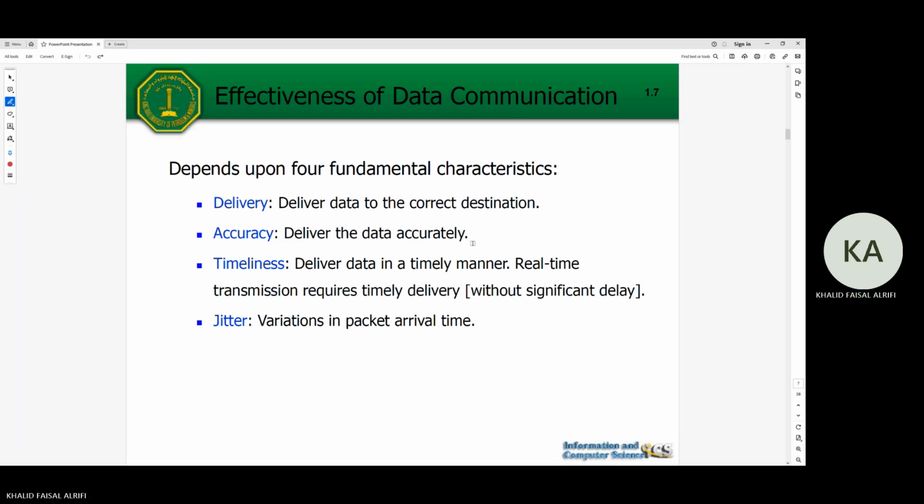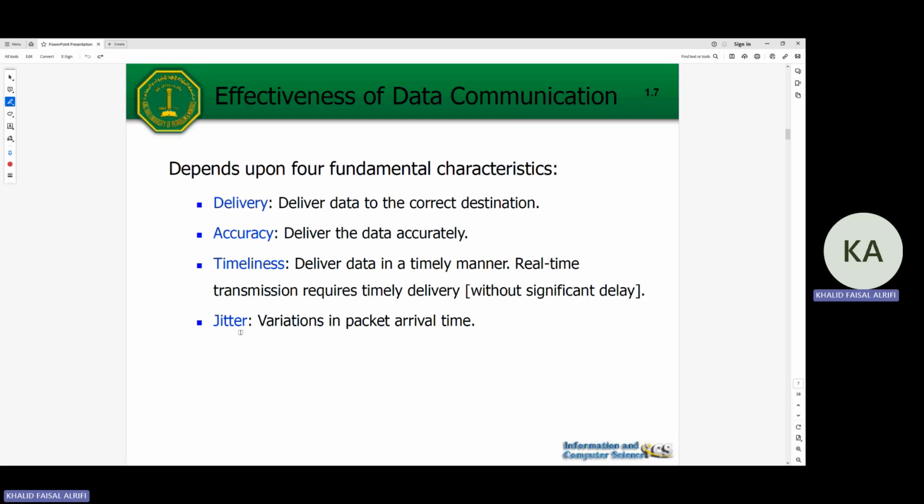Why is it mentioned accurately? Because sometimes we have noise. The noise can affect the accuracy of the data, of course. Timeliness: it should arrive in a timely manner. We don't want it to be too late.